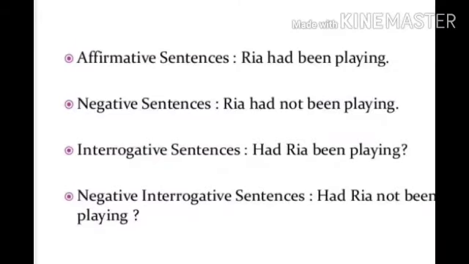Let's discuss the examples of past perfect continuous tense. In the affirmative sentence, as you can see here, we use Ria as the subject, afterwards the helping verb had been, and the verb form ing, that is playing. So we are having the sentence: Ria had been playing.